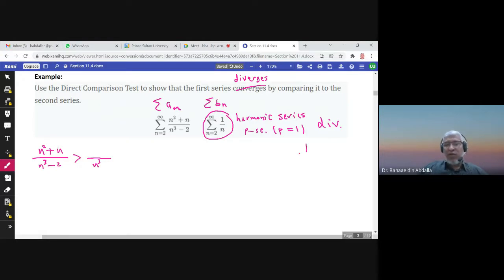So if you have 1 over 5 minus 2 and you want to compare it to 1 over 5, well, this is greater than this because this is 3. 1 over 3 is greater than 1 over 5. Okay. And now I have n squared plus n in the numerator. So I can write it greater than n squared over n cubed, because if you have 4 plus 3 over 7, of course, this is greater than 4 over 7, isn't it? So n squared over n cubed is 1 over n.